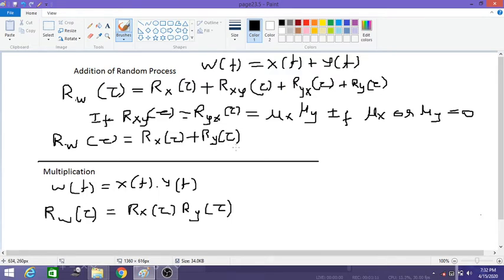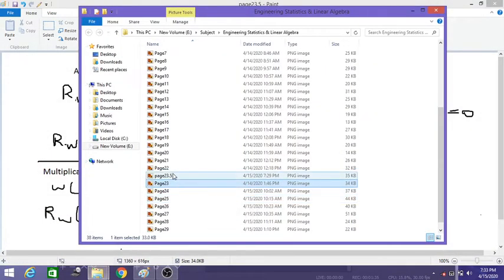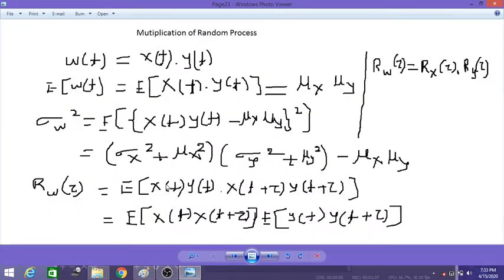So it means the addition of two random processes results in a new random process, that is Rw of tau. And if you multiply the two random processes, then its autocorrelation function is also a product of the individual autocorrelation functions of the processes. So with this, now let us look into a few examples.